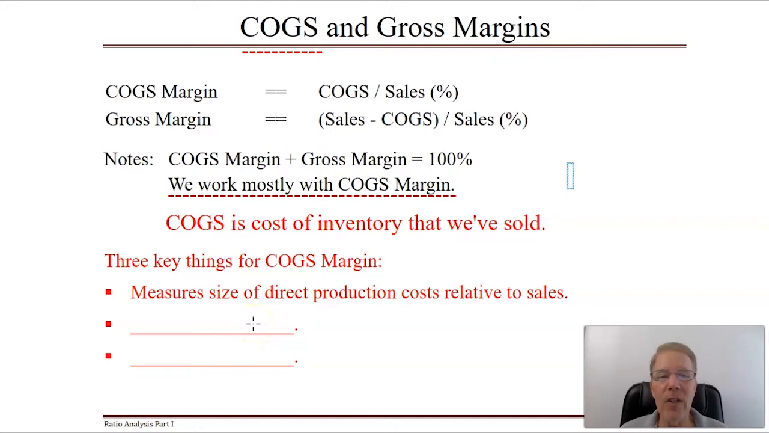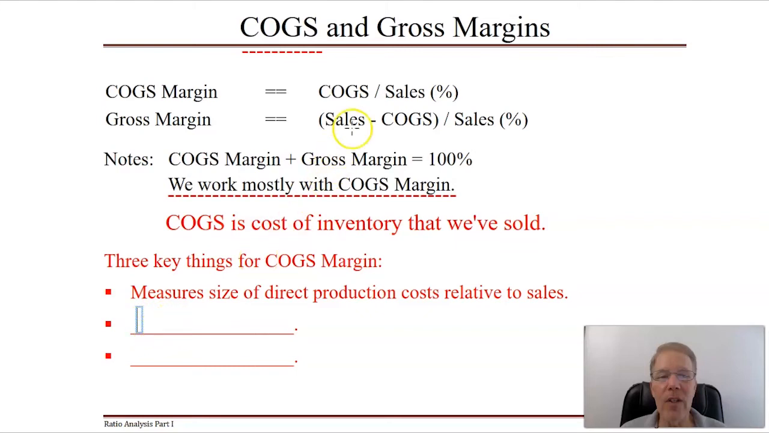Clearly, this ratio is not going to work so well for a service company that doesn't have any inventory, doesn't have any cost of goods sold. And that's true of all our ratios. They're not going to work for everything, right? So this is going to work for industrial types of companies that have inventory, that have tangible products, and their cost of goods sold. Okay, so that's number 1.